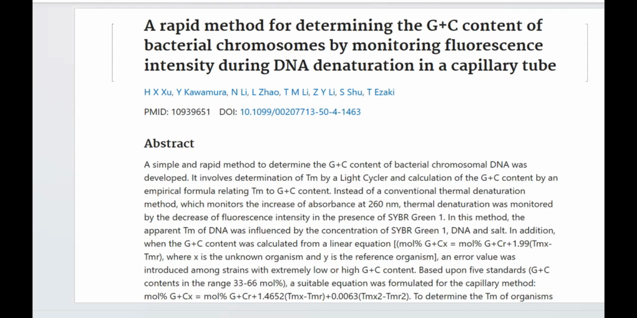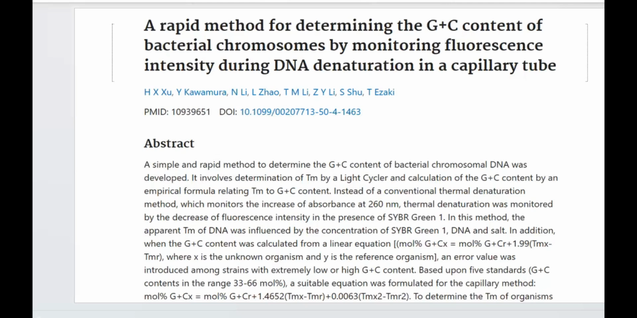Again, regarding the quantity of DNA required, the efficiency and the intensity of the signals are going to be high throughput as against that of a UV spectrophotometer. So here is a simple and rapid method to determine G plus C content. Bacterial chromosomal DNA was used. Instead of conventional thermal denaturation methods monitoring absorbance at 260 nanometers, thermal denaturation was monitored, but how? By decrease of fluorescence intensity.